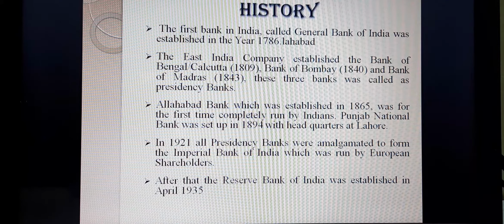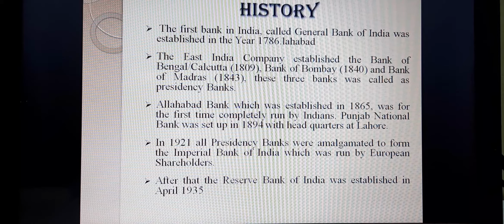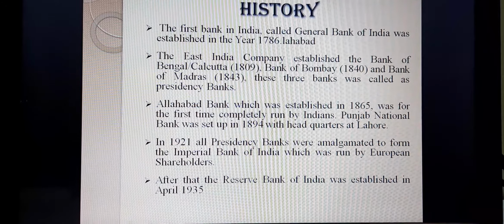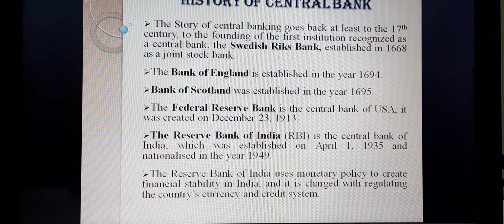In 1921, all the three presidency banks which we discussed, that is the Bank of Bengal, Bank of Bombay, and the Bank of Madras, were merged to form the Imperial Bank of India, which was run by European shareholders. After that, the Reserve Bank of India was established in the year 1935. That's the history of the banking system.